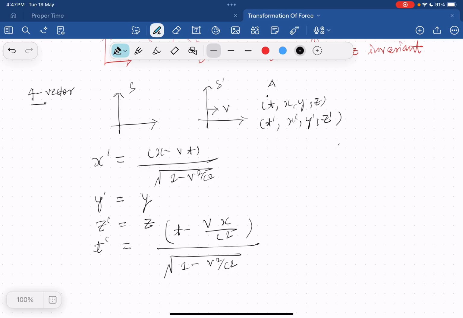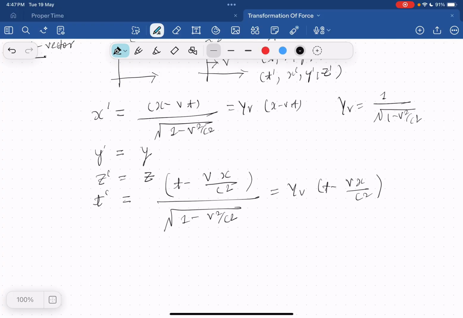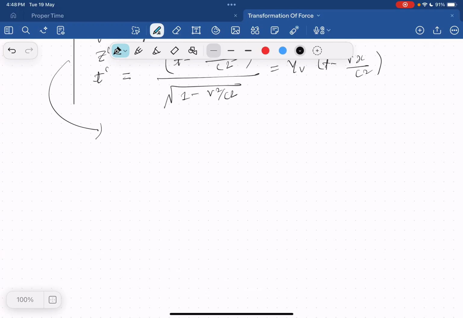Now if we define gamma v as 1 by under root 1 minus v square by c square, then we can simply write x prime as gamma v times x minus vt, and t prime as gamma v times t minus vx by c square. Now this set of Lorentz transformations we can also write in terms of a matrix relation.